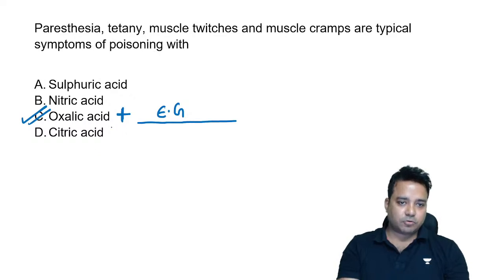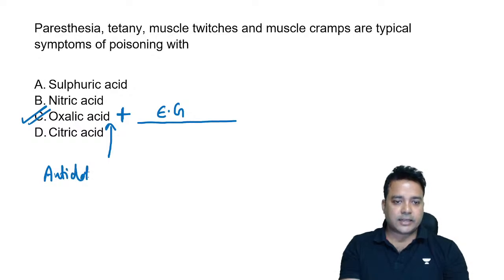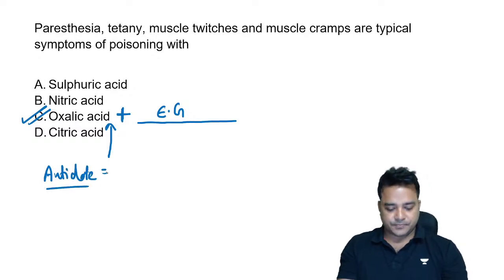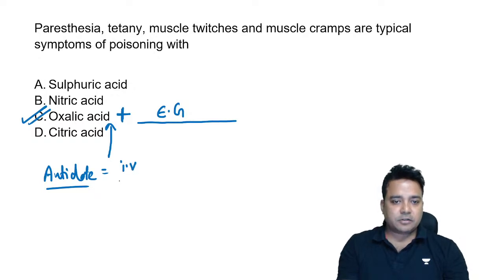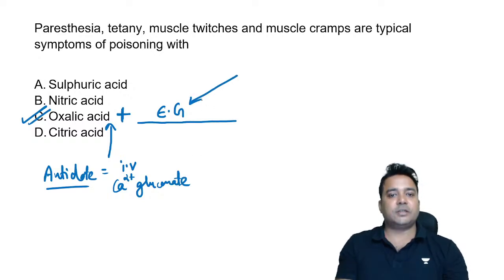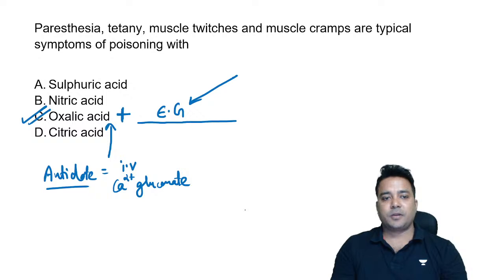Now tell me, what will be the antidote of oxalic acid poisoning? Antidote of oxalic acid poisoning. Answer: it will be to supplement the levels of calcium. So we give IV calcium gluconate. What is the antidote of choice for ethylene glycol poisoning? What is the antidote of choice for ethylene glycol?